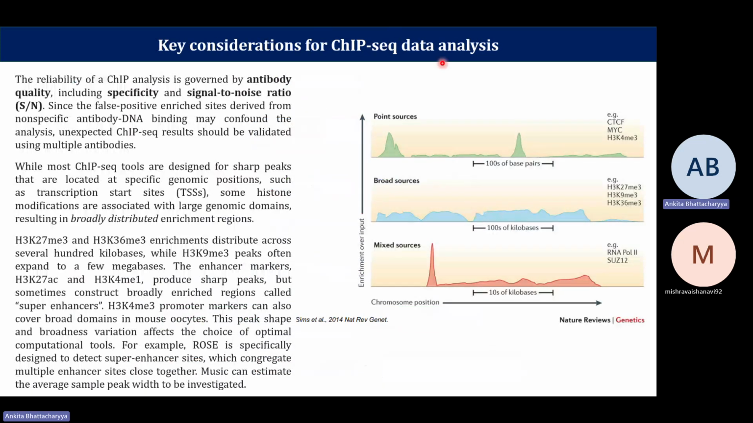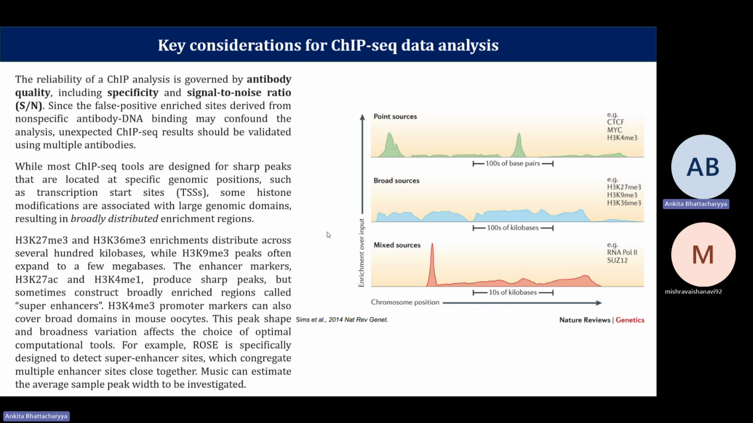So the reliability of ChIP analysis is largely governed by antibody quality. What you want is more and more enriched signal for your protein of interest, and in an ideal situation you want the most possibly reduced noise. Now, false positives and false negatives exist everywhere. They're derived from non-specific antibody DNA binding, might compound the analysis, and any result you get should have multiple validations with many different antibodies. That's always a good practice, while not always feasible.